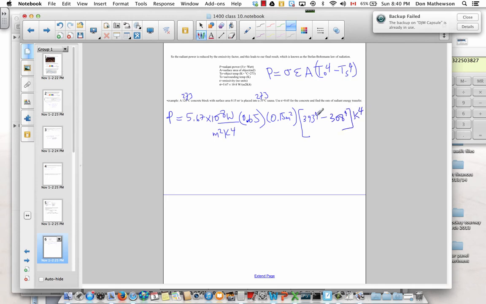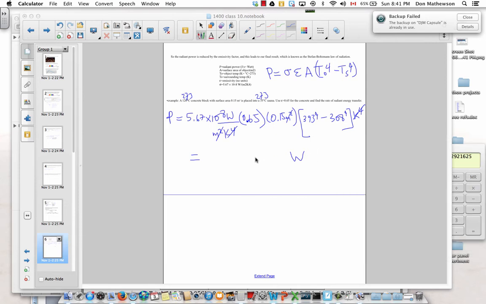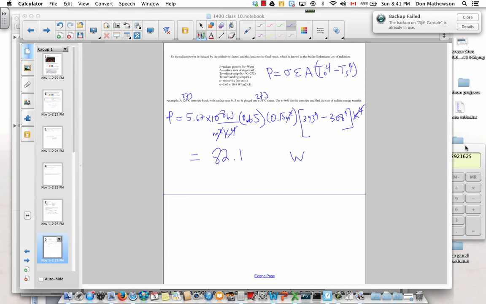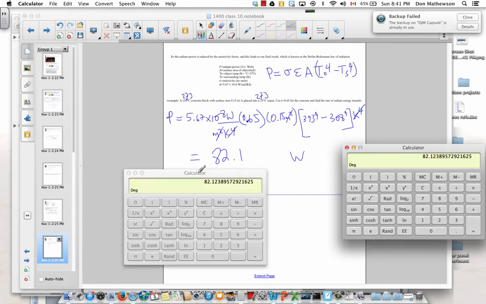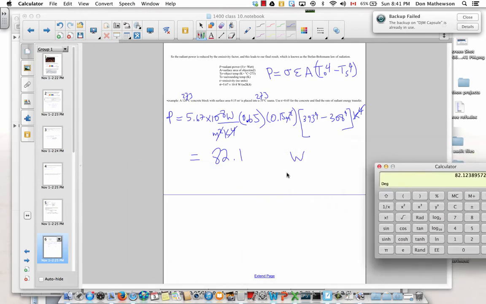And not only do you fourth power the number, but you fourth power the Kelvin. The Kelvin to the fourth cancels out. Meters squared cancels out. And we end up with an answer that's going to be in watts. Let's just pause and calculate that. Okay, so that ends up being about 82.1 watts, about 82.1 joules per second of energy will be emitted by that concrete block because it's hotter than the surroundings.